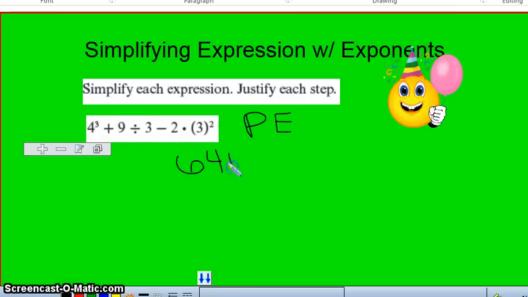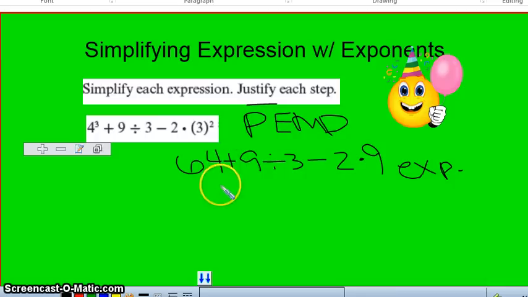And we continue with plus 9 divided by 3 minus 2 times, and then we've got 3 to the 2nd power, which is 3 times 3, so that is 9. And we need to justify again. So here we simplified exponents. Now after exponents comes multiplication and division from left to right. We always have to go from left to right.